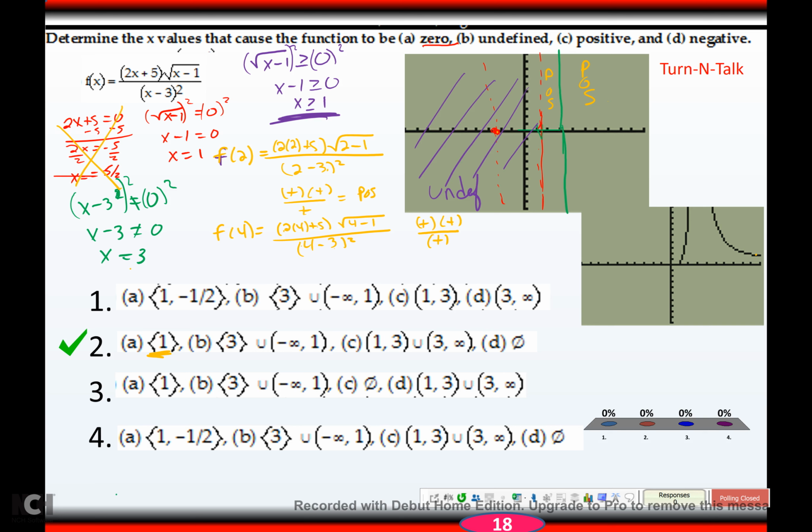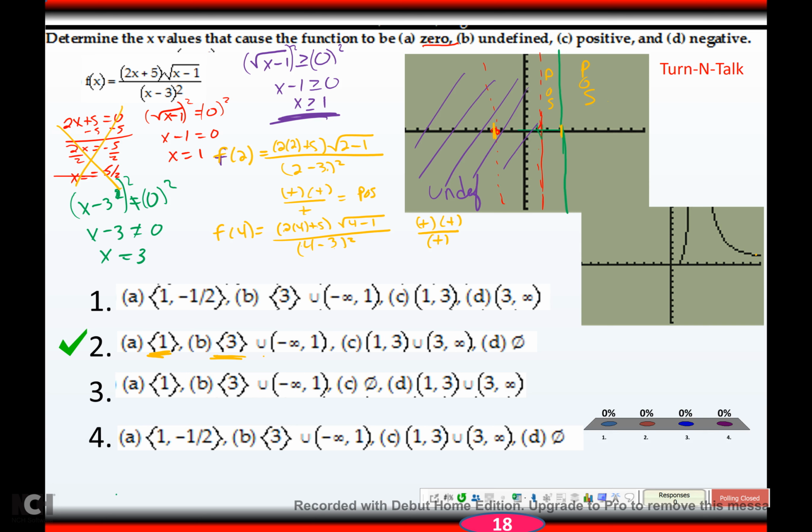For B, my undefined function is at 3. There's going to be my asymptote. It's positive. Oh, my bad. Undefined. Sorry, there's 2 undefined. It is undefined at 3.